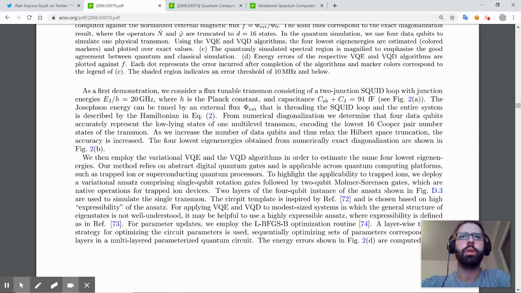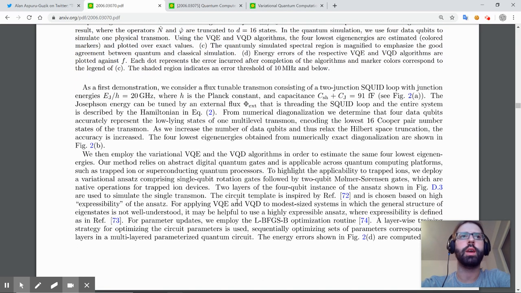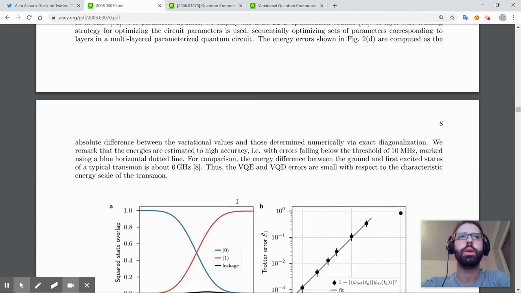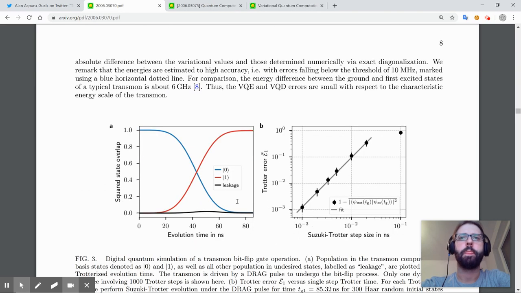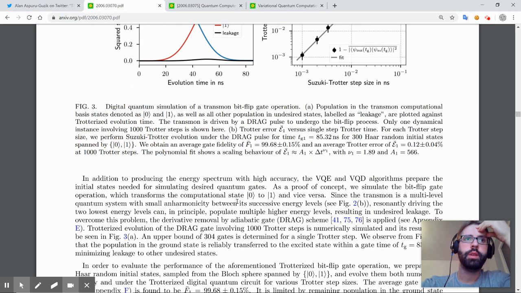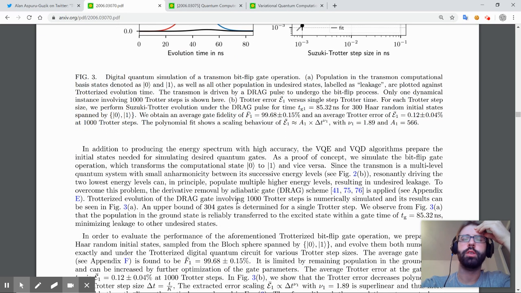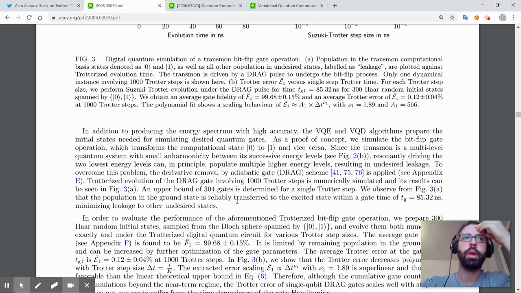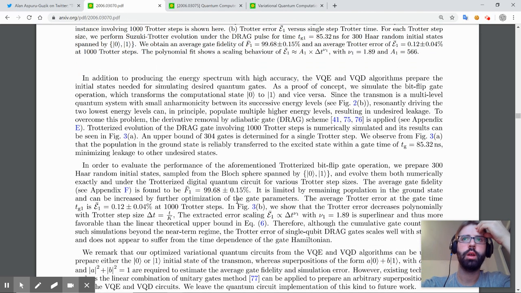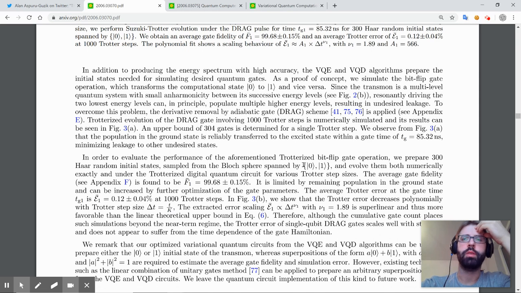When we employ the VQE in order to estimate the same four lowest eigenenergies, our method relies on, okay, we'll take a look into this right now. In addition to producing the energy spectrum with high energy accuracy, VQE and VQD prepare the initial states in order to evaluate the performance of the Trotterized gate operation.